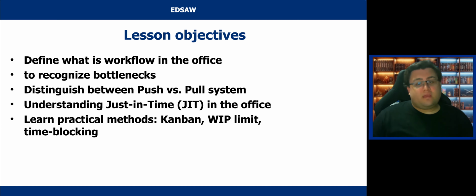In a push system, tasks are pushed onto people, regardless of their capacity. In a pull system, the team pulls work based on what they are able to handle. The fourth goal is to show how the just-in-time principle can be used in the office. Work exactly when it's needed and not earlier or later. And the fifth goal is to introduce practical methods and tools that can help, from Kanban boards to WIP limits to techniques like time blocking. At the end of the lesson, you should be able to not only understand the theory, but also practically implement the principles of flow and pull in your own office work.